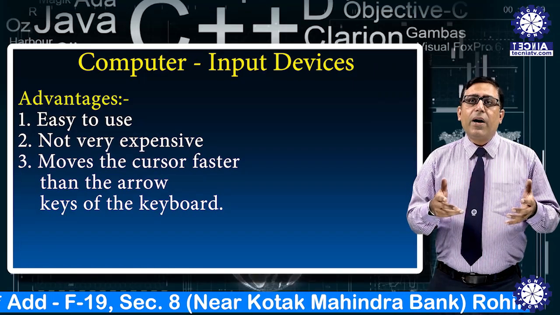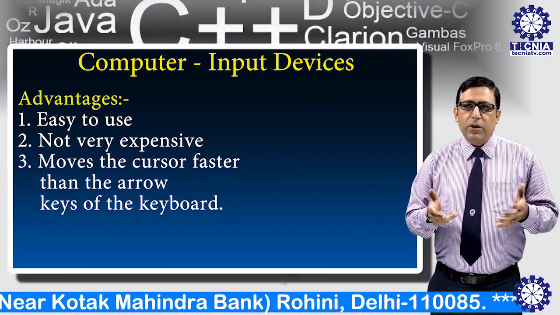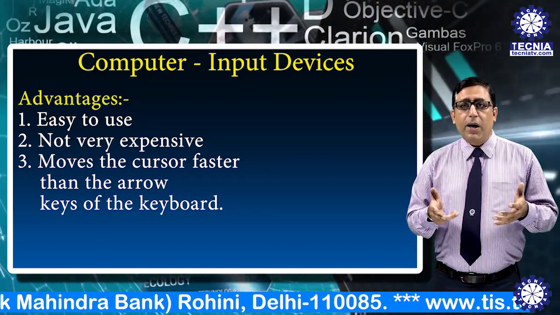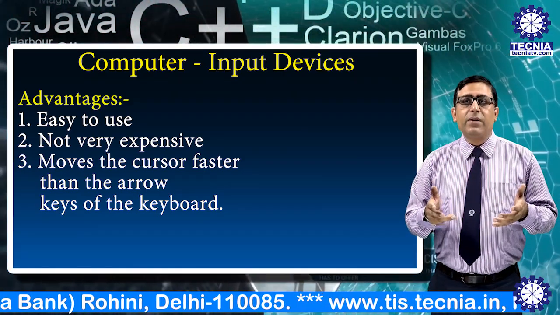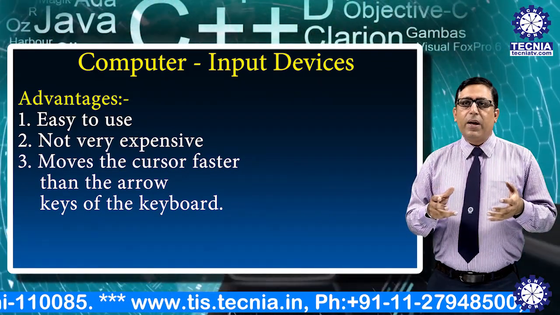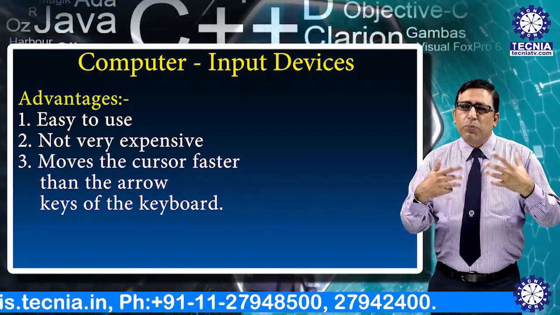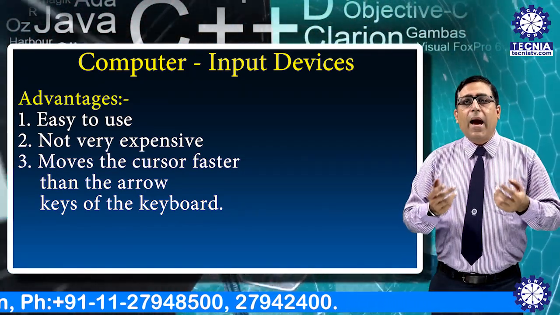Now we discuss the advantages. What are the advantages of mouse? It is very easy to use. It is not very expensive. It moves the cursor faster than the arrow keys of the keyboard. The same utility is available in the arrow keys of the keyboard, but mouse is much faster than the keyboard arrow keys.